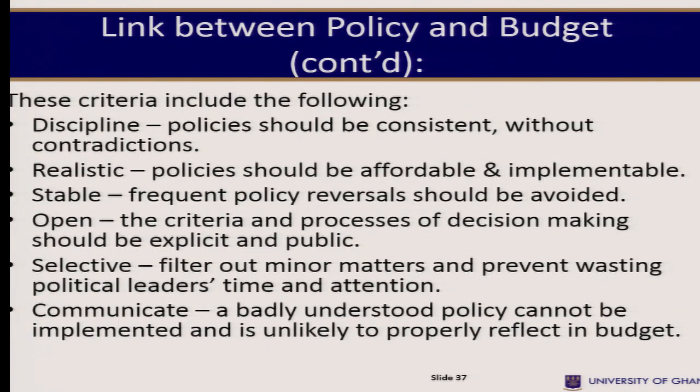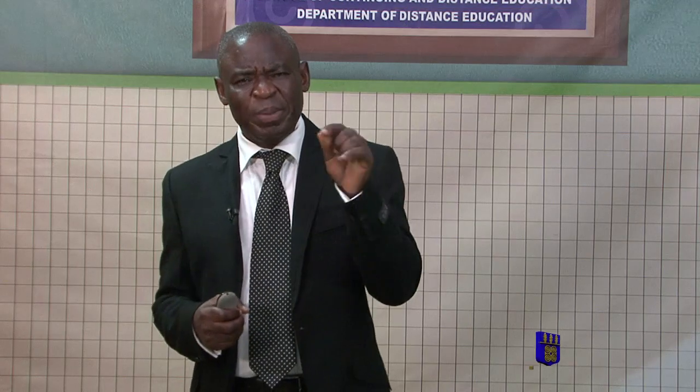Policies must be open, meaning the criteria and processes of decision making should be explicit and public. Any decision about public policy should be known to the public. And it must be such that it is clear enough for people to see it and to understand it. Then the next thing is that it must be selective, meaning that you must filter out minor matters and prevent wasting political leaders' time and attention. In other words, only the most important issues pertinent to the policy must be included in the policy proposal that you are putting across. Then the next thing is communicate.